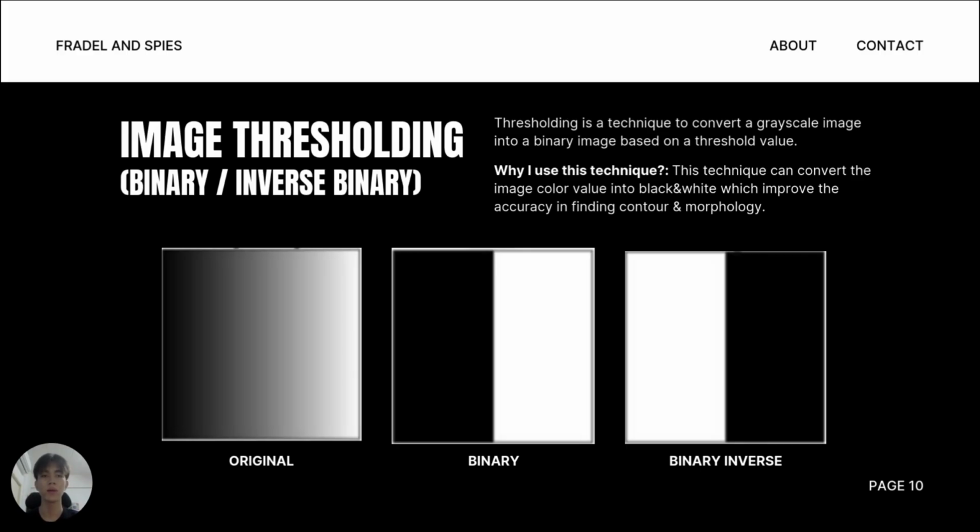Image thresholding. Thresholding is a technique to convert a grayscale image into a binary image based on a threshold value. Why do we use this? This technique can convert the image color values into black and white, which improves the accuracy in finding contours and morphology.